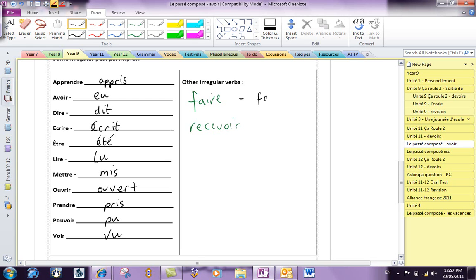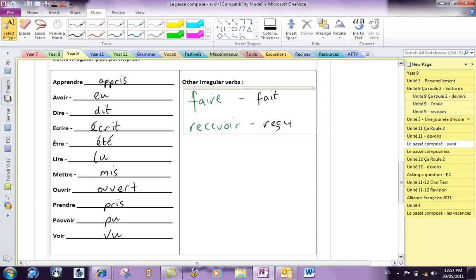Faire is fait. And recevoir is reçu, like this. And we have to put the cedilla on, because otherwise it would be recu, and it would be something else altogether. Probably a good idea to put these on a little card or on a table and put it up somewhere on your whiteboard at home.